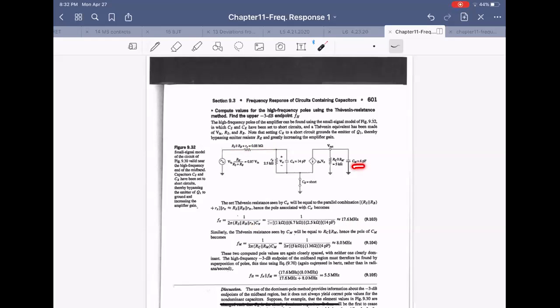How about this one? What is parallel with this one? C mu is parallel with RC and RL. Actually, RC and RL are in parallel right there. Then we get this 8 megahertz. And FH is the parallel combination of this. F pi in parallel with F mu is like this. See? This 8 megahertz is lower than this 17.6 megahertz.